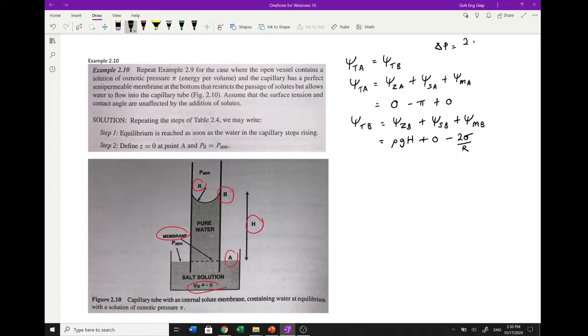2 multiplied by surface tension divided by R, but the surface tension here is acting upward. Let me show it more clearly here. It's acting upward, so the water here is pulling upward. So it is against the pressure direction. The pressure direction of water is normally going downward.